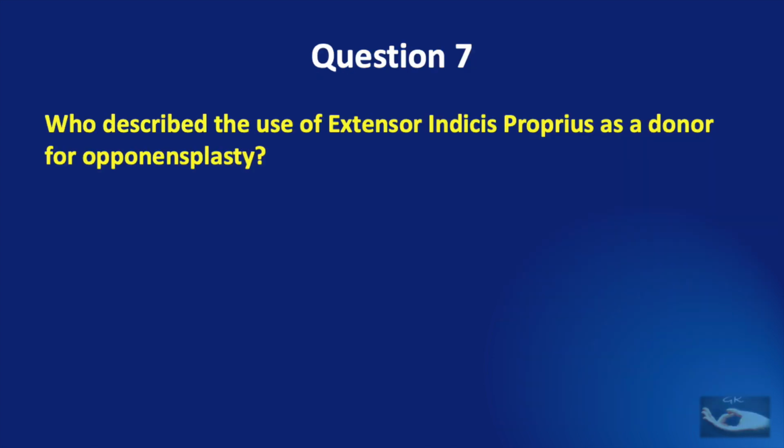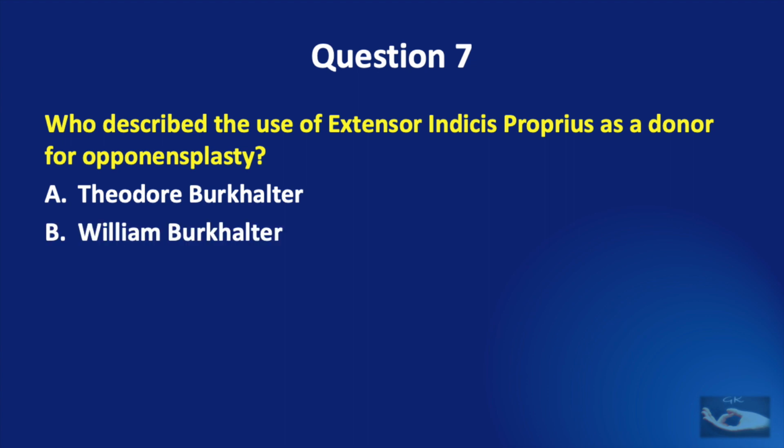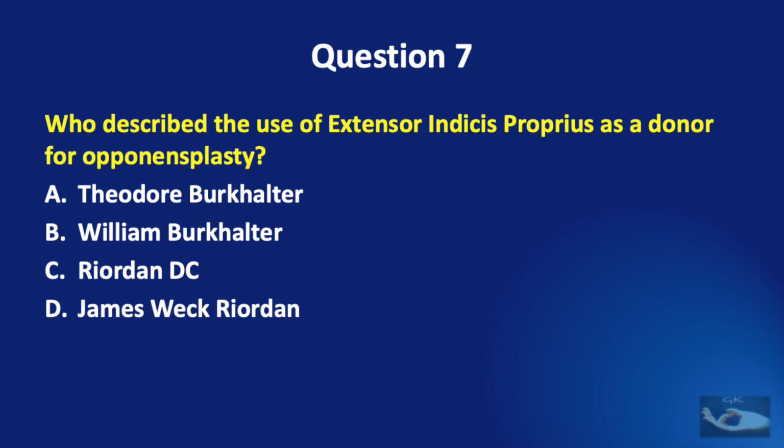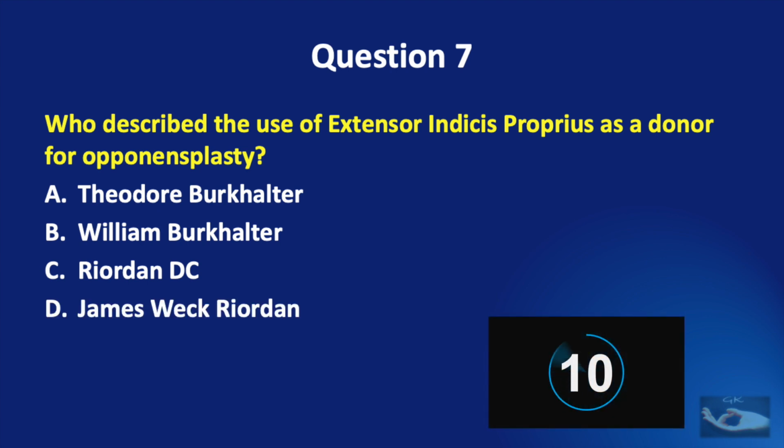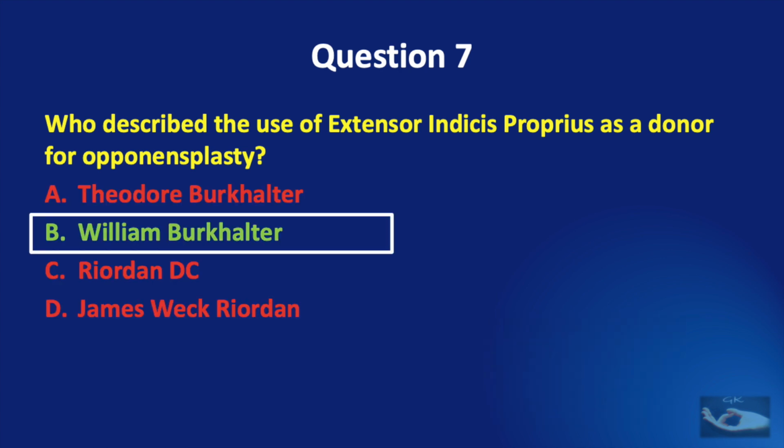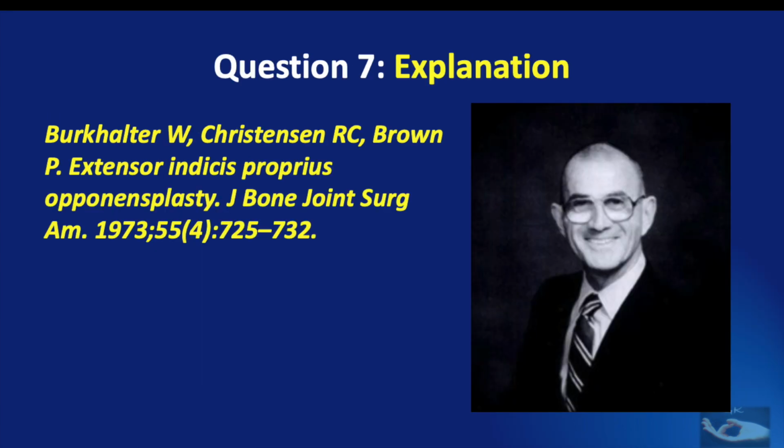Question number 7. Who described the use of the extensor indicis proprius as a donor for opponensplasty? Theodore Burkhalter, William Burkhalter, Riordan DC, or James Weck Riordan? And the correct answer is William Burkhalter, who described the use of the extensor indicis proprius for opponensplasty in 1973.